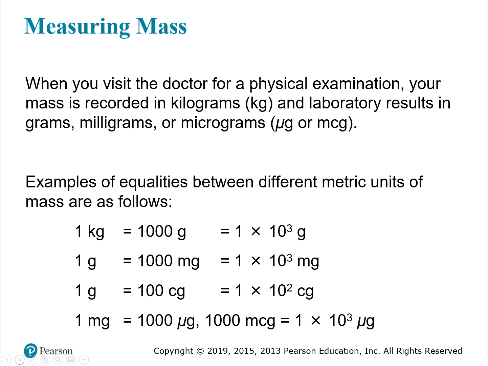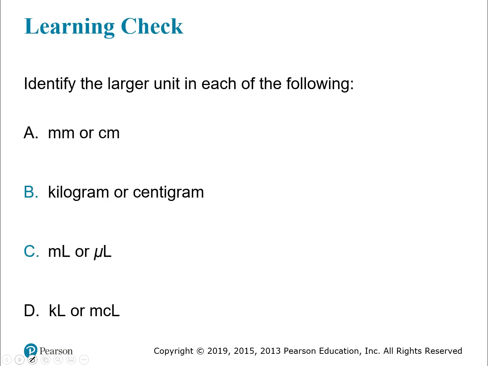Same thing with mass. So when you're measuring mass, you can write different equalities. And these are some examples of the equalities that you can write. So let's identify the unit that's larger in each of these pairings. And this will help when it comes to writing equalities. So take a second and pause, and then do the problem, and we'll go over it.